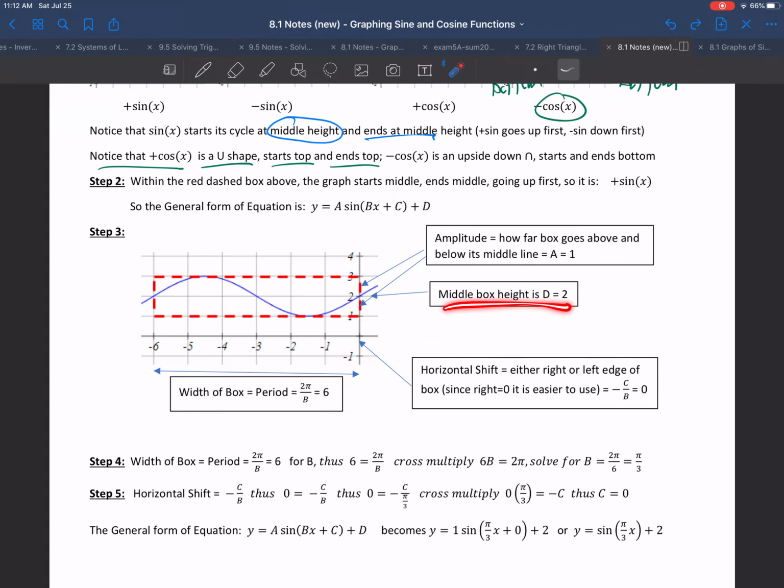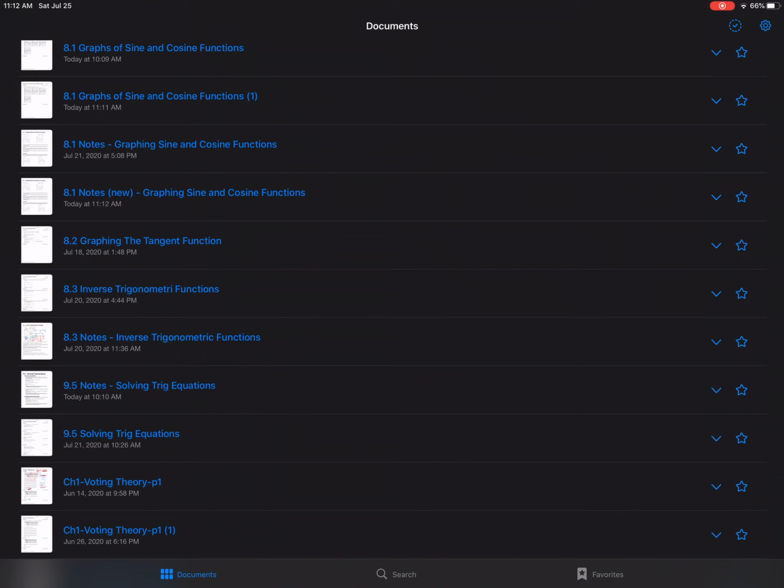The middle of the box is your D. See how this is the middle of the box right here? The middle of the box is your D. Your amplitude is how far the box goes above and below the middle. So it goes up 1, down 1. So the amplitude, that's A. D is the middle of the box. Let's go back and do that.